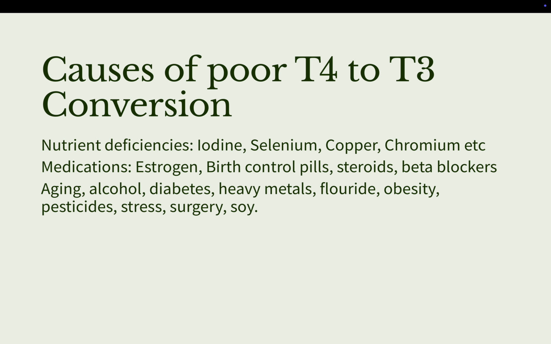Now, the others that just happen is aging, you're going to get older and you just don't convert well. Alcohol intake, diabetes, heavy metals like mercury, which can come from your tooth fillings, fluoride, which you find in your toothpaste, because it's on group 7 on the periodic table, fluoride and iodine. So fluoride can compete on the iodine receptor, so you got to pay attention to that. Obesity, pesticides found in your food or water, stress, just the stress of living, and surgery, the stress on recovery from the surgery, and also foods like soy, which are usually estrogen rich, right?